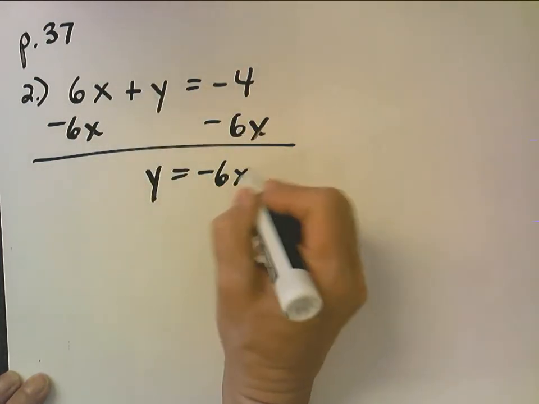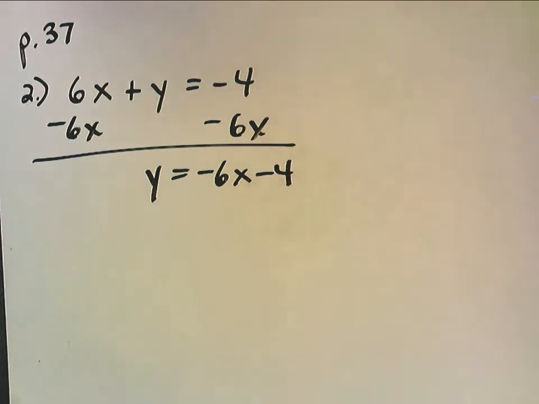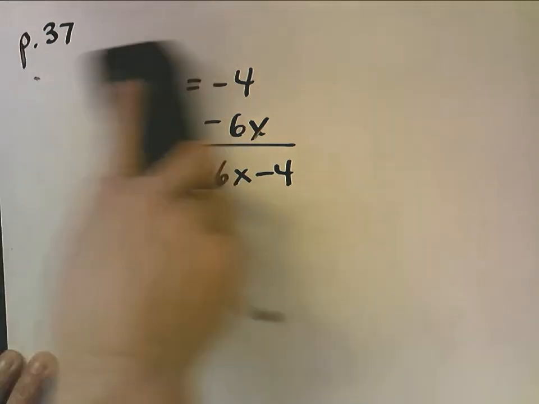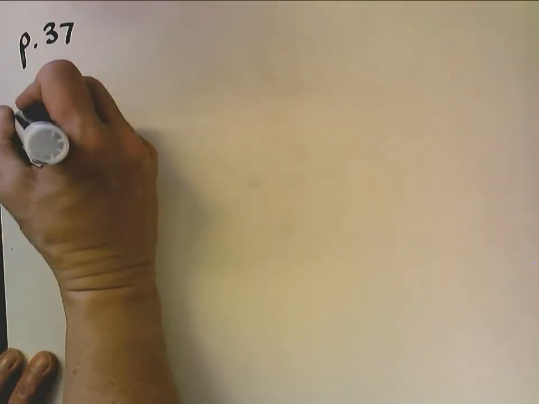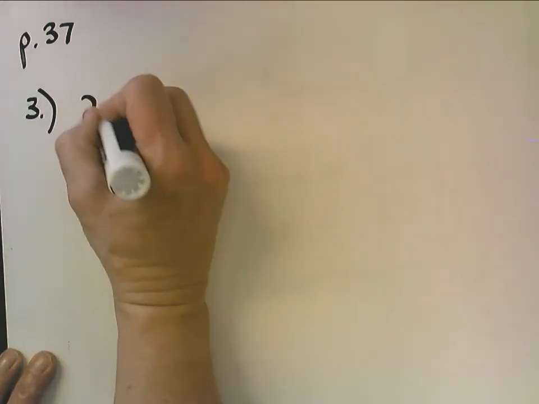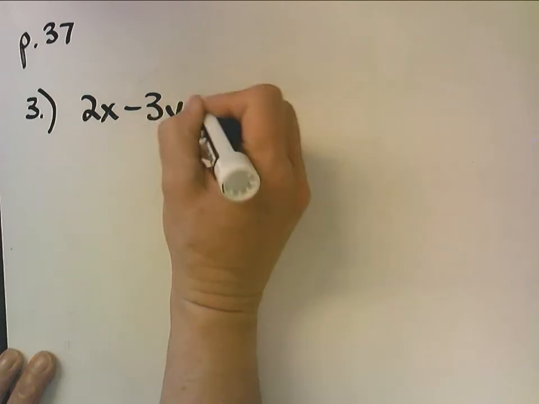And remember to put the negative 6x first. Now, if you don't put the negative 6x first, it's not wrong, but we do like to put it in. It would be wrong if I said put it in slope-intercept form. It would not be wrong if I just said solve for y. Okay, let's look at number 3. Okay, 2x minus 3y equals 9.